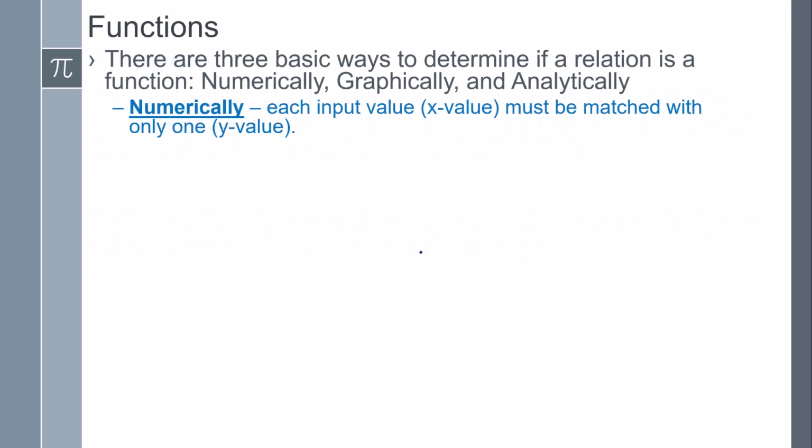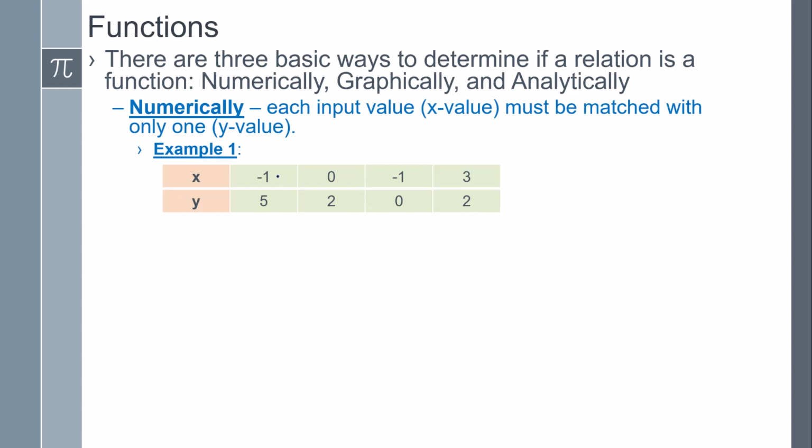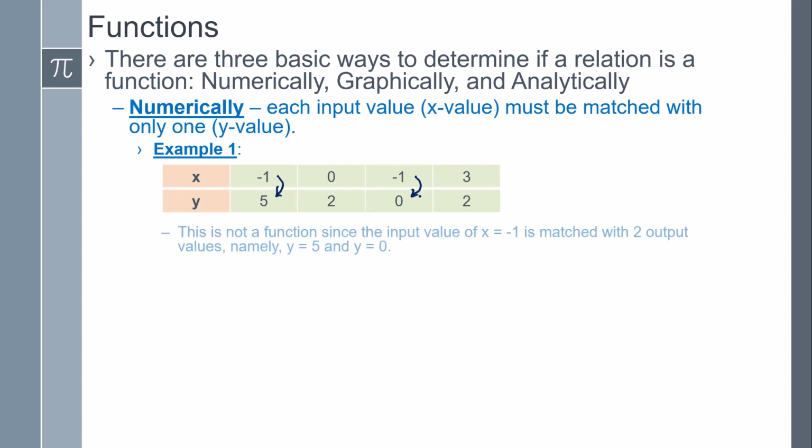So let's take a look at what that means visually. How do we determine that? If we look at this example here, if we're just looking at numbers, each input, the x value, must be matched with only one y value. Well, in this instance, -1 is matched to both 0 and 5. Therefore, because it has two different outputs, we're going to say that it's not a function.